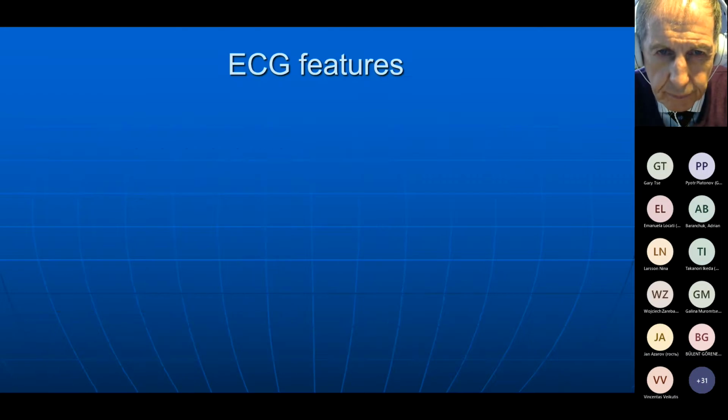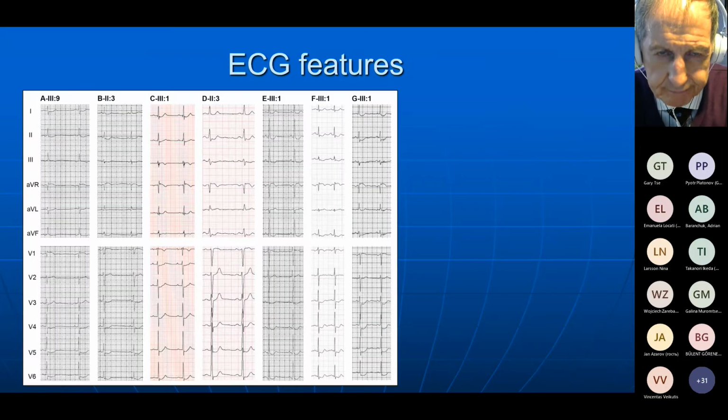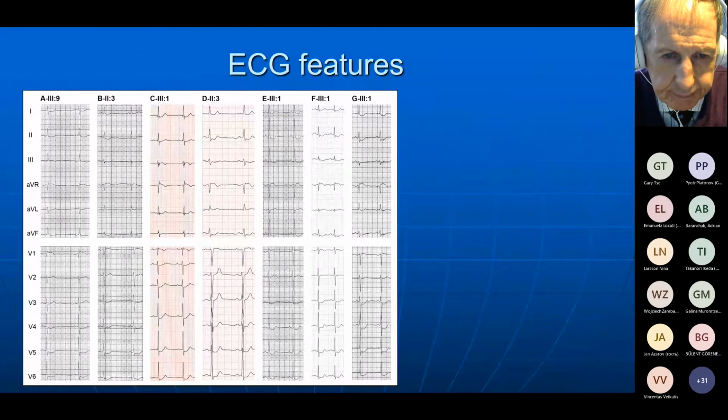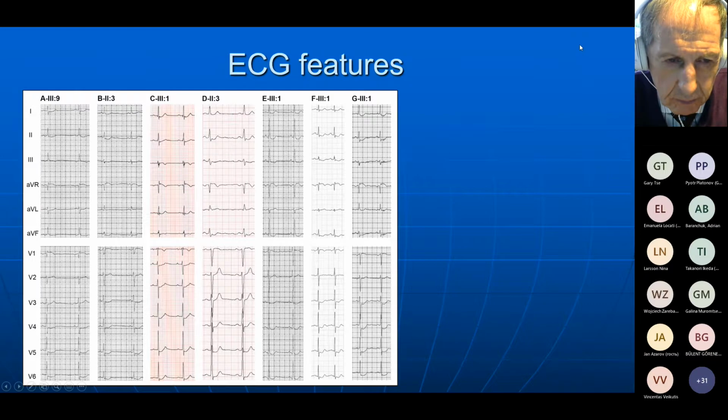So what about ECG features? I mentioned that they were mostly in the lateral and the inferior leads. There were no episodes of normalization, and I've put in a few examples here. And they look, to some extent, very stable and very similar, especially in V4, V5, and lead 2, that they have the most pronounced ST depressions.